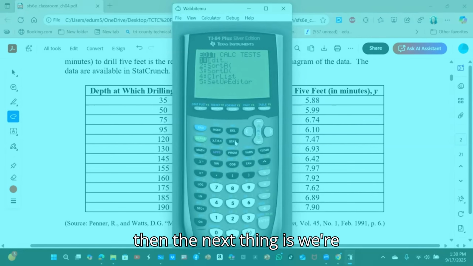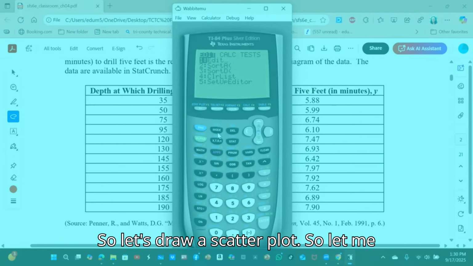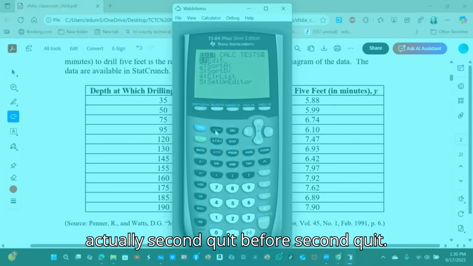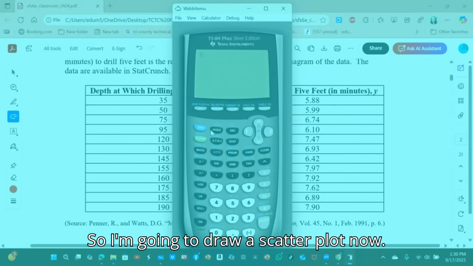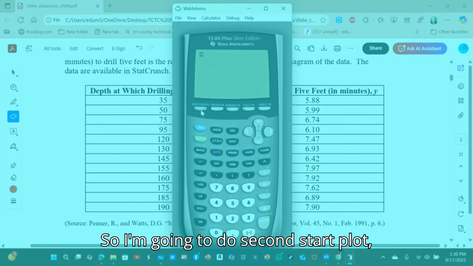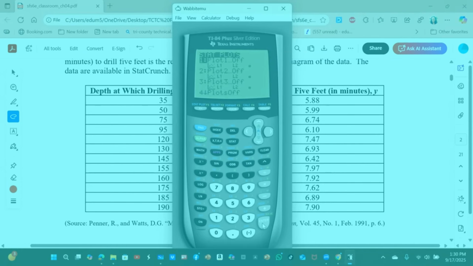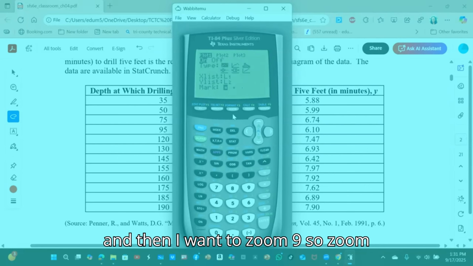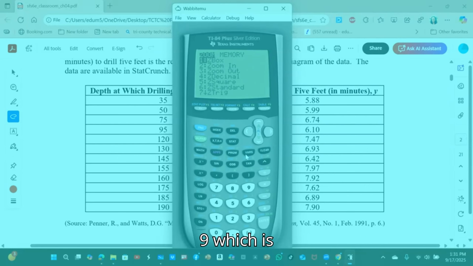And then the next thing is we're trying to draw a scatter plot. So let me second quit before. Second quit. So I'm going to draw a scatter plot now. Second scatter plot. Hit enter. Turn it on. And number. Okay. So arrow down. And then I want to zoom 9, which is zoom statistics.